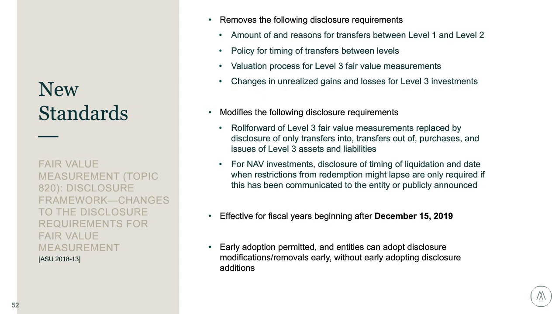ASU 2018-13 is more fair value measurement changes, and this is mainly focused on disclosures. As you can see, it's going to remove the disclosure requirements for amounts of and reasons for transfers between level 1 and 2, the policy for timing of transfers, the valuation process for level 3 fair value measurements, as well as changes in unrealized gains and losses.